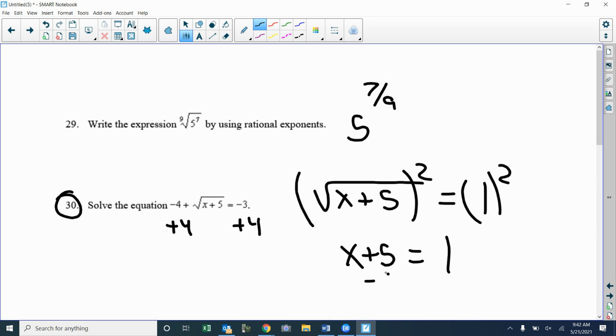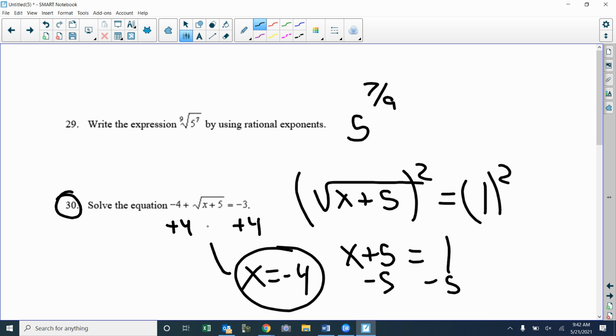Now we'll solve by subtracting 5. So I end up with x equaling -4. You do want to check that and make sure it doesn't make my radical go to a negative number, which it doesn't. -4 in there would give me 1. Square root of 1 is 1, and -4 minus 1 would be -3, and -3 is equal to -3, so it is a good solution. It does work. Sometimes when we square both sides, we can get extraneous solutions.